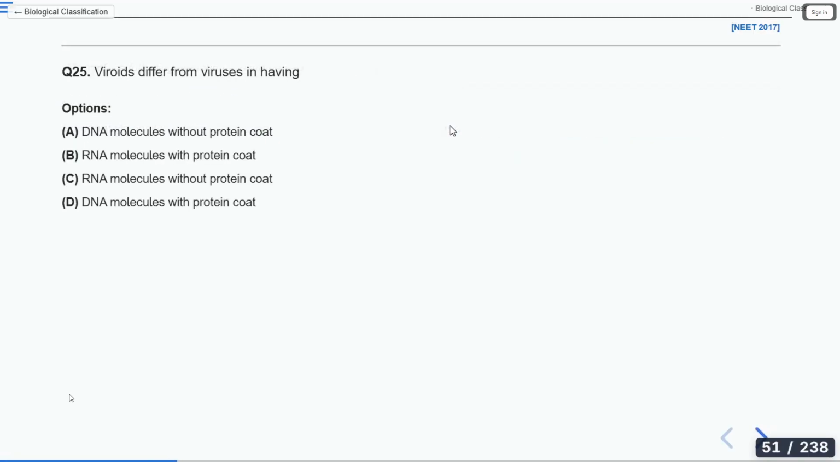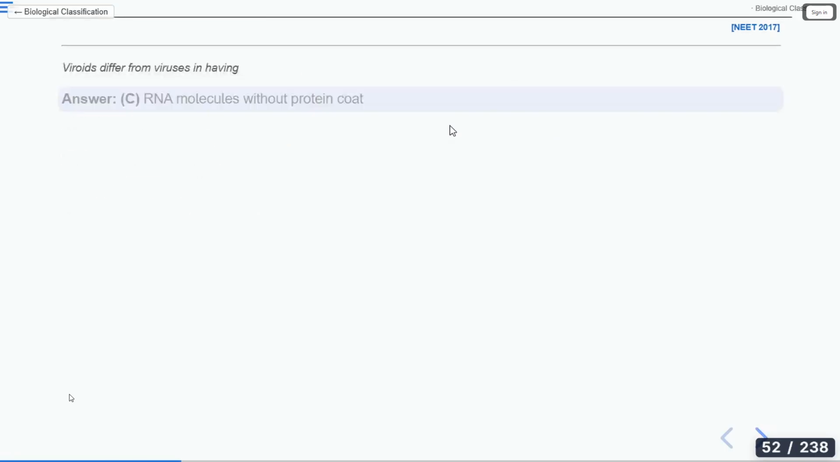Archaebacteria. Next question, again about viroids. Viroids differ from viruses in having: DNA molecules without protein coat, RNA molecules with protein coat, RNA without protein coat, DNA molecules with protein coat. What is the correct answer? Yes, very good, C. So, viroids differ from viruses in having RNA molecules without a protein coat.